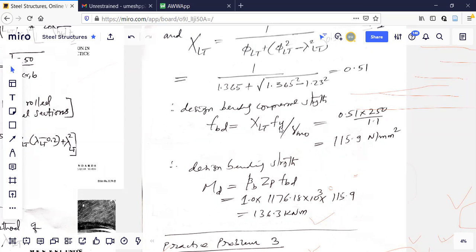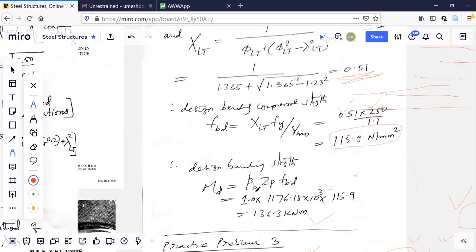Almost 50% of Fy is gone. You cannot use Fy 250. This is a reduction factor, a reduction to the strength. Chi LT is some type of reduction factor only. Now chi LT into Fy is giving me nearly 50% of 250, because chi LT is 0.51 here. So 0.51 into Fy, finally I reached this number. What it indicates is that 50% of the bending strength has reduced.